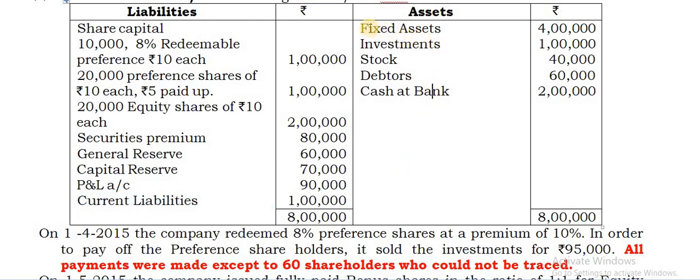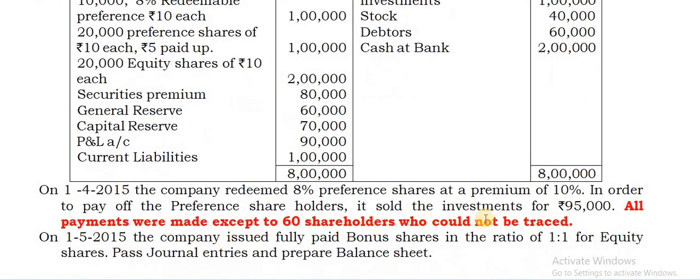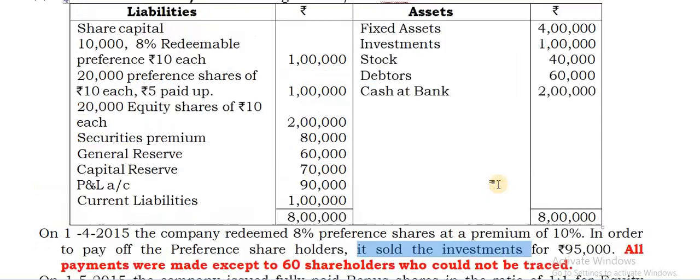Then assets, fixed assets, that is clearly given. Investments, it is given that investments are sold here in order to pay off the preference shareholders. It sold the investments for rupees 95,000, and the entire investments of 1 lakh is being sold for 95,000 at a loss of 5,000. So this will not appear in the new balance sheet now. Of course, these things you know where to take up.